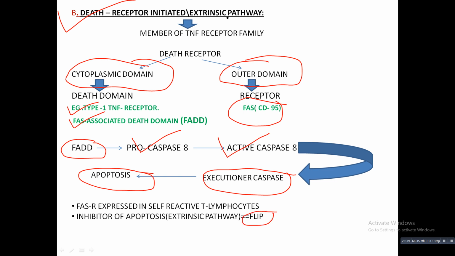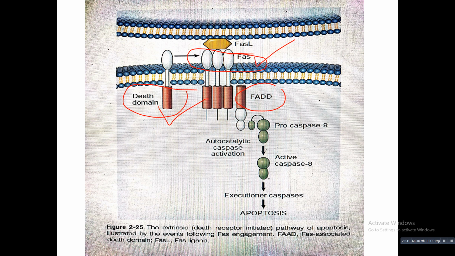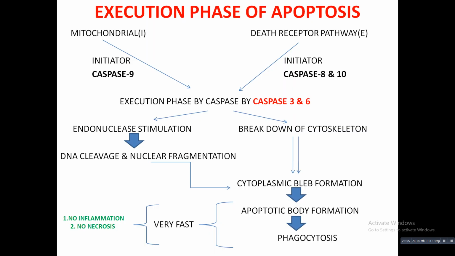Now, finally, let us look at the execution phase of the apoptosis. So, as we see, in the mitochondrial or intrinsic pathway, the initiator is caspase 9, and in the death receptor or extrinsic pathway, the initiator is caspase 8 and 10. I repeat, in the mitochondrial or intrinsic mechanism, the initiator caspase is 9, whereas in the death receptor or extrinsic pathway, the initiator caspase is 8 and 10. Finally, the execution phase is brought about by common caspases, that is caspase 3 and 6.